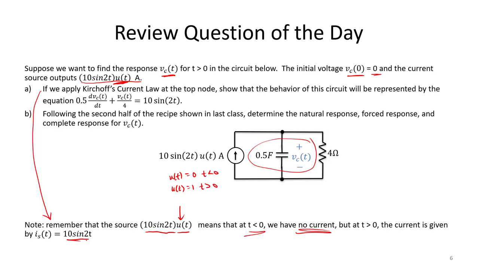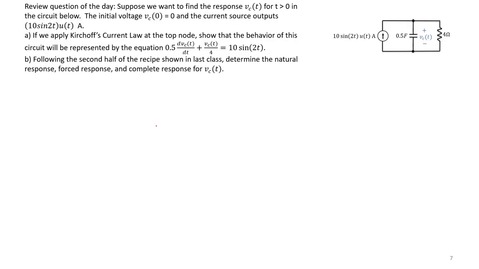So this question has 2 parts. First, we are asked to show that the behavior will be represented by this differential equation. And once we've completed that part, then we need to determine natural, forced, and complete response for Vc of t. To solve this question, we basically need to follow all 10 steps of the recipe that we just covered. Let's go through this step by step. Let's start with part A.